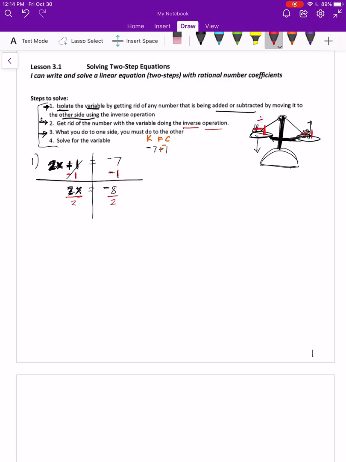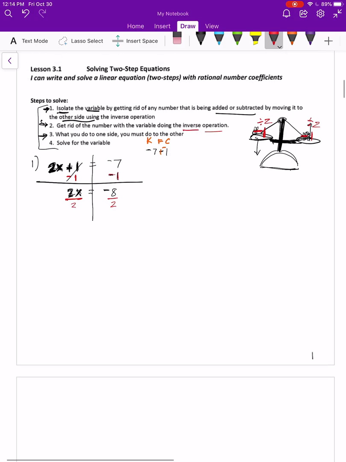So over here, I said divide by 2. And so over on the other side, I also have to divide by 2 on my pan balance. So when I put a fraction bar, that means divide. So I'm dividing by 2. Those cancel because when you multiply and divide by the same number, you come up with 1. So that just leaves you x equals, and you have negative 8 divided by 2, which is negative 4. And ladies and gentlemen, that's your answer.